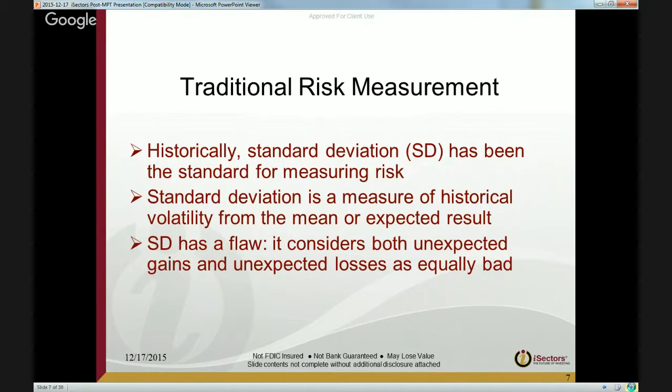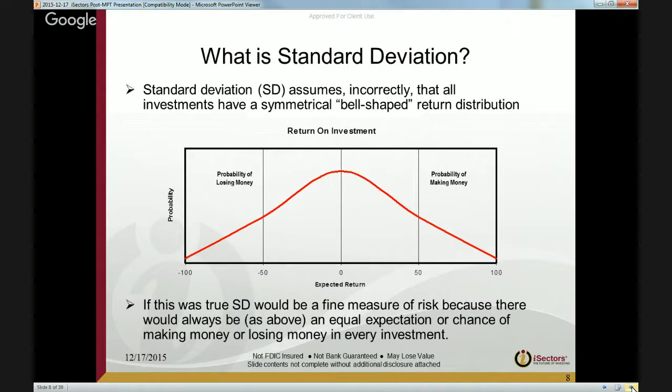So what is standard deviation? Well, standard deviation assumes that all investments have a perfectly symmetrical return distribution. Well, everyone knows that this is an incorrect assumption. If this was true, all investments would have an equal probability of making excessive gains as they would excessive losses.